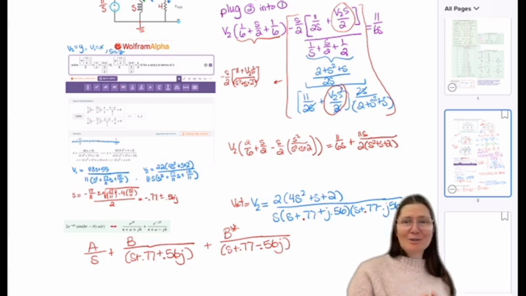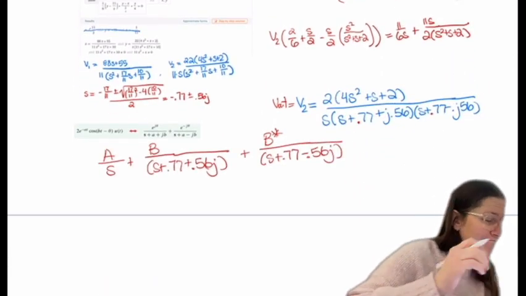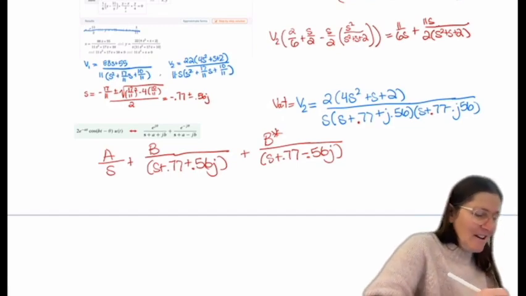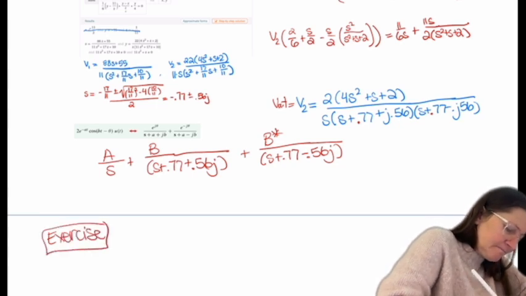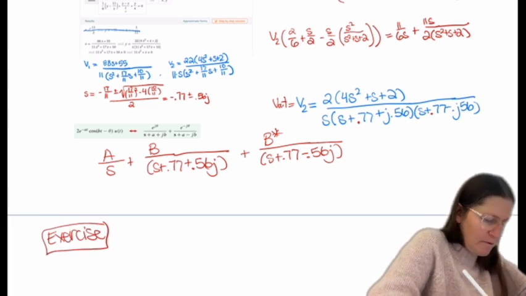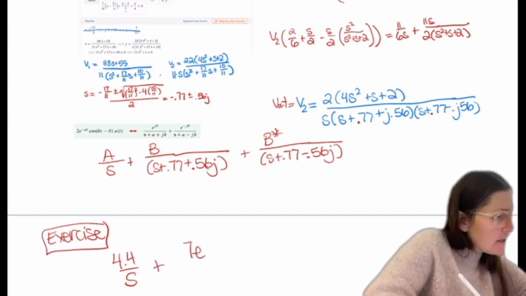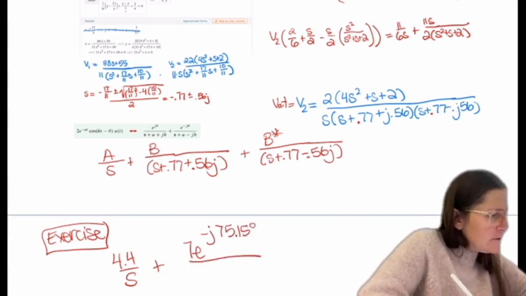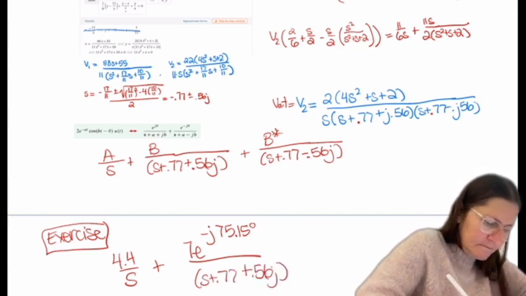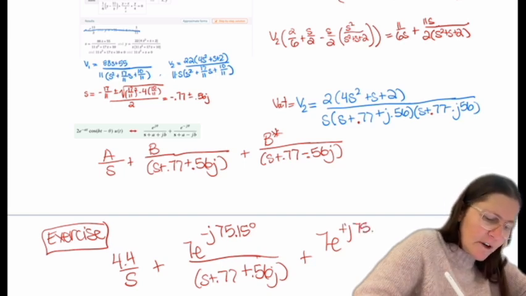All right, we're running out of time, so I'm going to leave it as an exercise to get these values for A, B, and B's complex conjugate. So you should end up with 4.4 over s, plus 7e to the minus j 75.15, and then B's conjugate, 7e to the plus j 75.15.